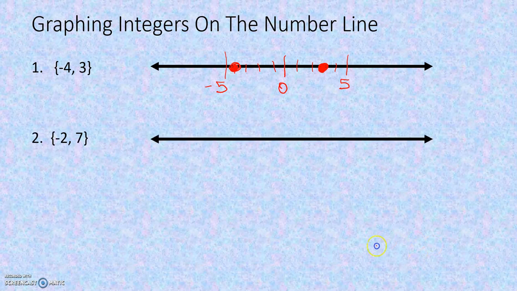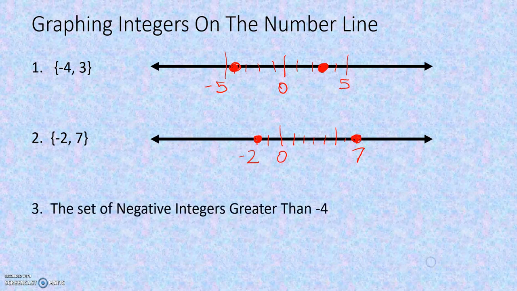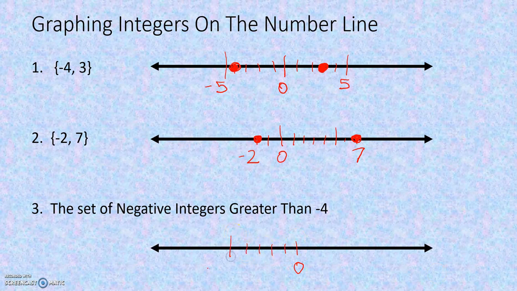Graph the set -2, 7. Again, start with 0 on your number line, -2, 7, and at -2 and +7, we put points. The set of negative integers greater than -4. We've got our number line, put our 0 on it, down to -5. We're talking negative integers greater than -4, so that's going to be -3, -2, -1.